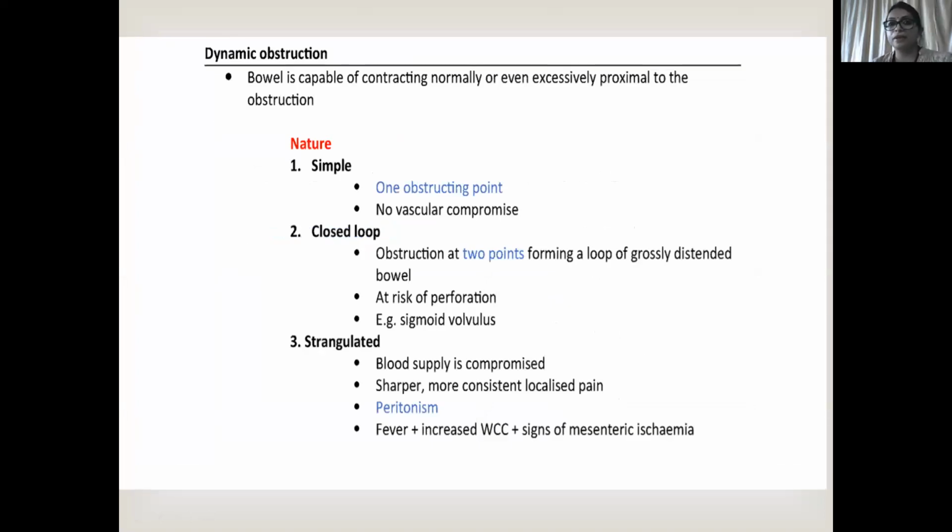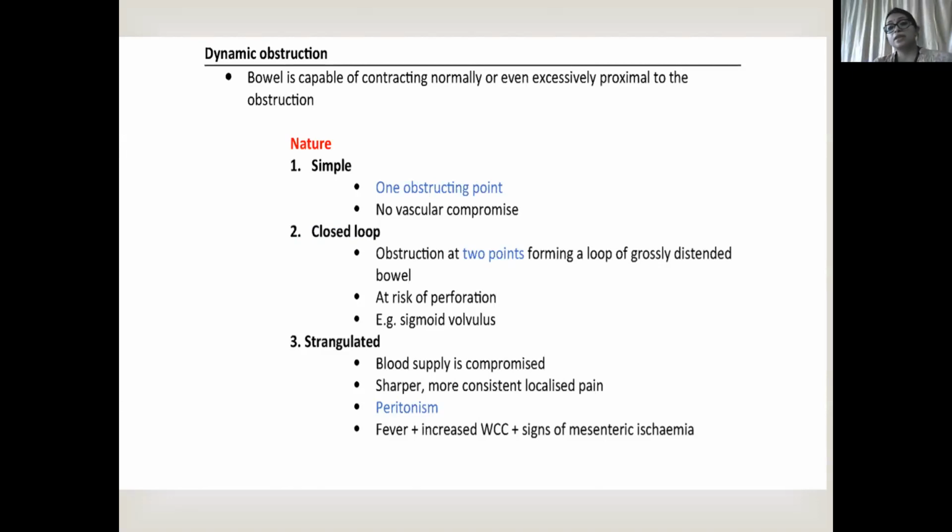When I was talking about simple, what I meant is that there is one obstruction there, but there is definitely no vascular compromise. In a closed loop, what I mean is obstruction at 2 points forming a loop. And what happens is that there are 2 obstructions, and the middle part is definitely grossly distended. Now what happens when the 2 ends are pinched and it is obstructed and you have a very dilated part here? Definitely after a point, there is further distension going to happen there, and it perforates, right? So this can be seen in volvulus, and that's a condition.